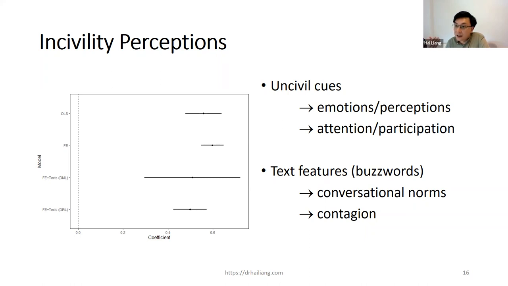Theoretically speaking, the researchers argued that the uncivil cues can increase emotions, attention, and whatever, but maybe that is not the case here. It's more likely that the users just consider them as some buzzwords, content features, not what we mean by incivility. It's more likely driven by some conversational norms, that whether we can use those words, because we just copy you because you use that word, and we find it very interesting, so we just use that one.